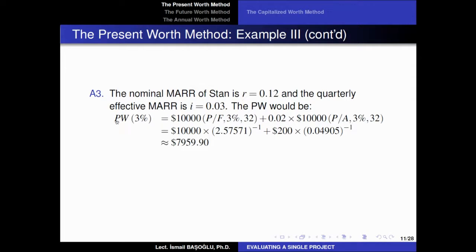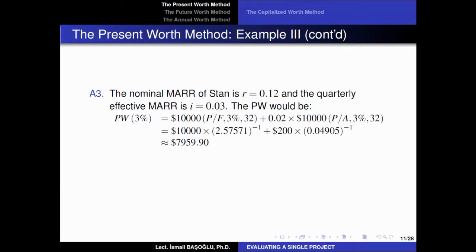Now, how many periods do we have in this problem? Actually, the bond has a maturity date of 8 years. However, because we have dividends to be paid at the end of every 3 months, we have 32 periods in total. Each period consists of 3 months. For 32 quarters, we are going to get $200, which is 2% of the face value, at the end of every 3 months. And we have a uniform series here.